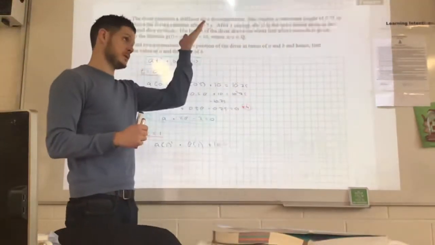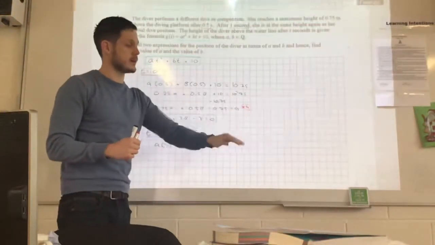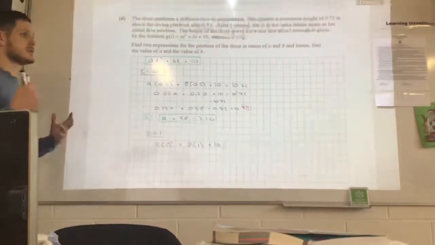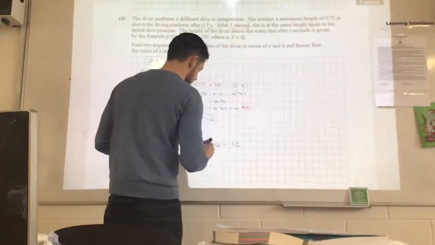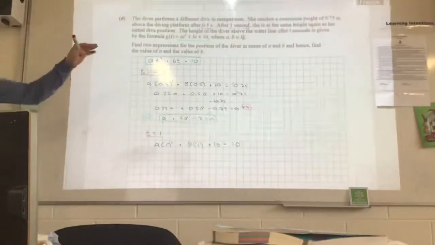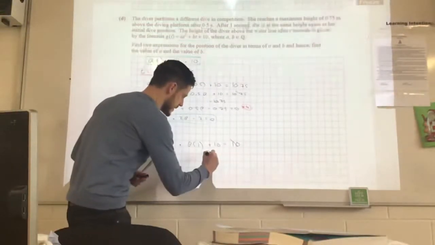So she jumps up 0.5 seconds, she's up 0.75 meters. She comes back down, she hits the same height, which is just the diving board height. So that's just 10. So she's back to 10 meters. Remember that she's standing on the 10 meter board. Bring this across, minus 10.